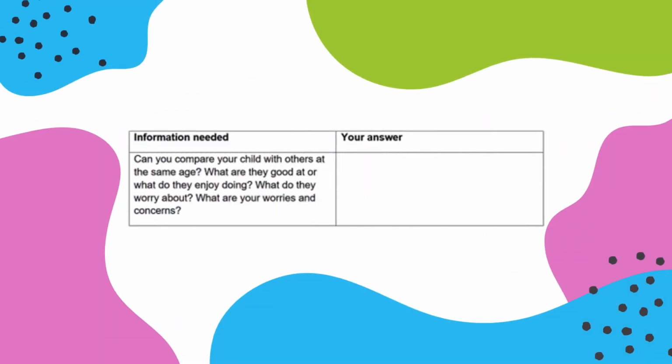The next section on the needs assessment request form is asking for the parent, carer to compare the child to other children the same age. With that in mind, the form asks what the child is good at, what they worry about, and what the parent, carers are worried and concerned about.